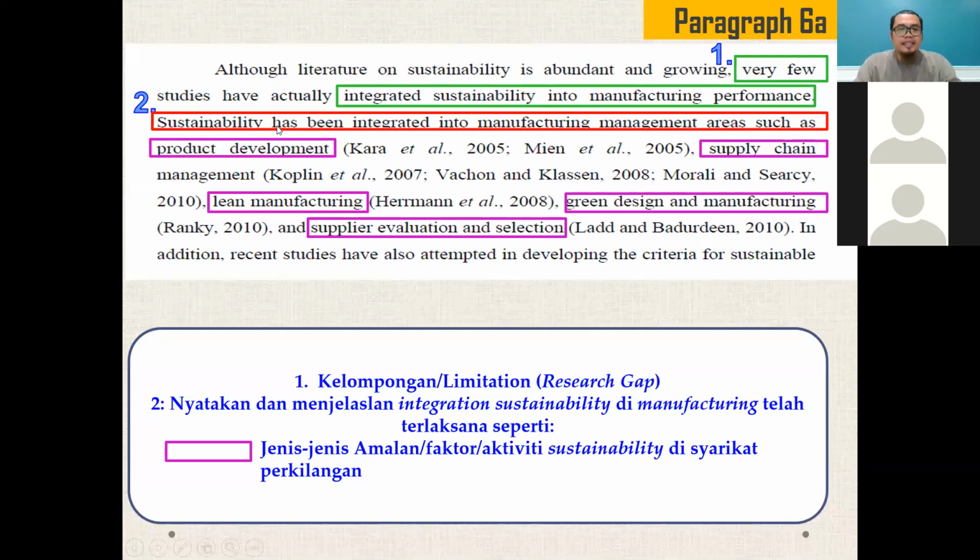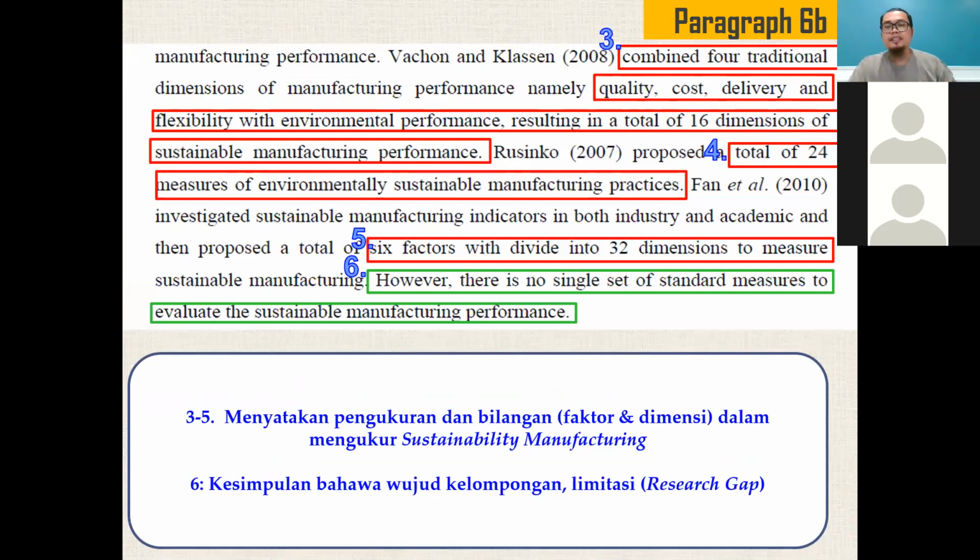Okay. Then sustainability has been integrated into manufacturing management areas such as product development, supply chains, lean manufacturing, green design manufacturing, and supplier evaluation and selection. In addition, research studies have also attempted to develop criteria. In this paragraph, they try to highlight the limitation. They want to discuss what previous related research has done, what it actually covered. We can see from this paragraph that we have many topics covered: product development, supply chain, lean manufacturing, green design manufacturing, but very limited studies on sustainable manufacturing measures, for example.